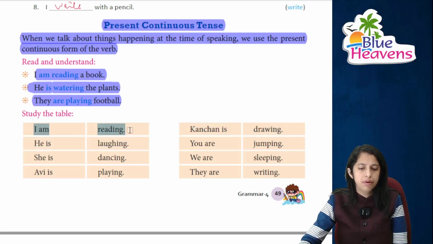Study the table. I am reading. मैं read कर रही हूँ. He is laughing. वो हंस रहा है. She is dancing. वो डांस कर रही है. अभी is playing. अभी खेल रहे हैं.